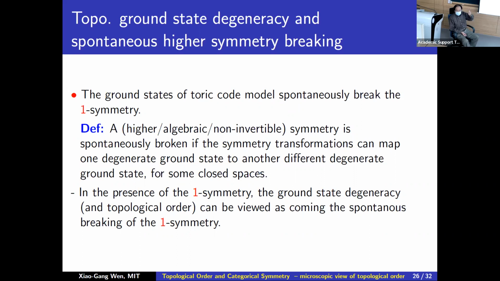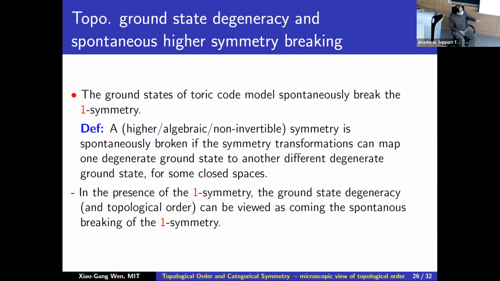So for higher symmetry, the one-form symmetry, it is the same thing. The symmetry transformation, this loop wrapping the whole system, can map one ground state to another ground state. But there's one subtlety: we have to allow space to have some topology. If space has a spherical topology, the ground state is unique. There's no degeneracy, so we don't have such a feature. But when the space is a torus, we have non-trivial loops, and suddenly we have a non-trivial transformation mapping one ground state to another. This is a new feature. The space topology is important to see the spontaneous symmetry breaking of a higher symmetry. That's just a little remark.